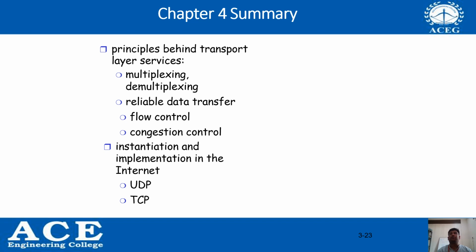So let me conclude our entire discussion on the transport layer. First we started with the principles behind the transport layer services. How do we implement multiplexing and demultiplexing in the transport layer? What is meant by reliable data transfer and how is it implemented in the transport layer? How to implement the flow control mechanism in the transport layer? And what is congestion control, the principles of congestion control, and methods of implementing congestion control in TCP? Then we talked about a comparison between the usage of UDP and TCP.